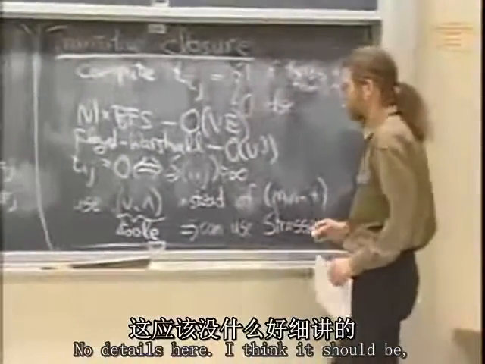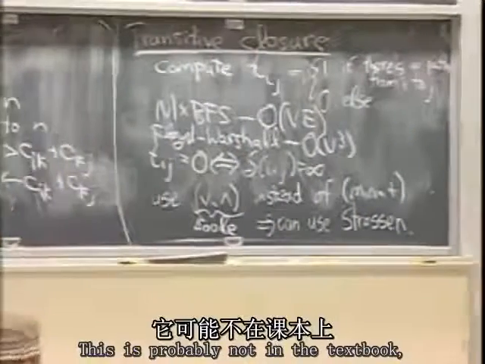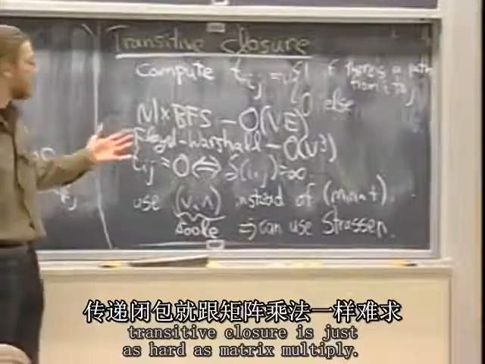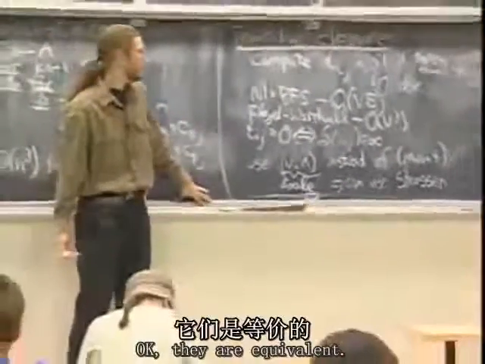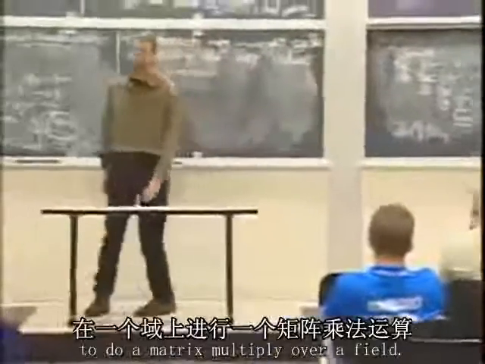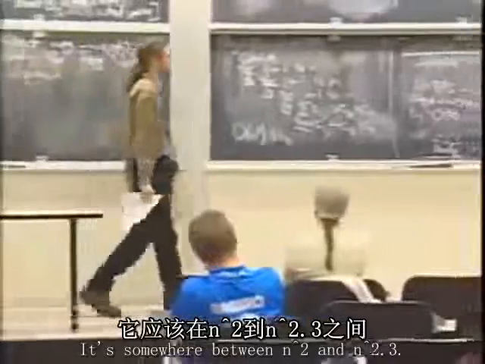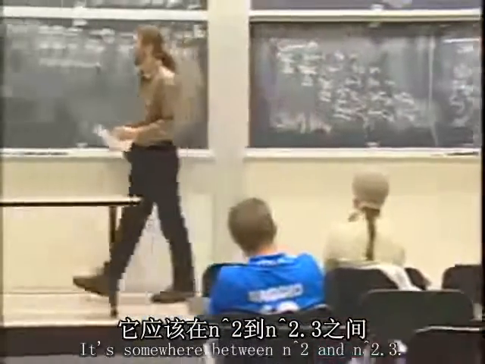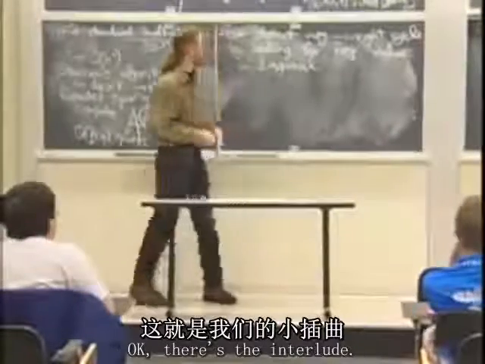I think in fact there's a theorem, this is probably not in the textbook, that says transitive closure is just as hard as matrix multiply. They're equivalent, the running times are the same. We don't know how long it takes to do a matrix multiply over a field. It's somewhere between n squared and n to the 2.3. And whatever the answer is, same for transitive closure. Okay, there's the interlude.